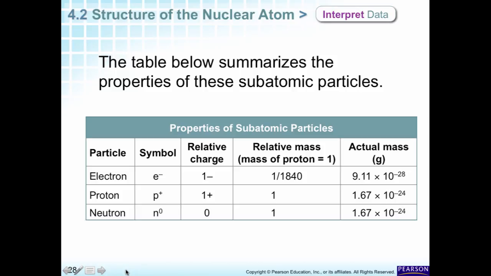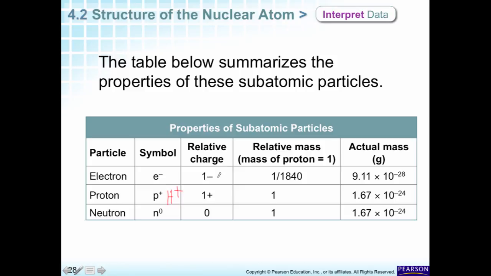So here's a table that gives you some information about these 3 subatomic particles. We have electrons, protons, and neutrons. Their symbols: electrons are an E with a little negative sign, protons are a P with a positive sign, and sometimes you'll see a proton written this way. Sometimes you'll see it as H for hydrogen plus, because a hydrogen atom stripped of its electron is a proton. And then a neutron is N with 0, telling us it has no charge.